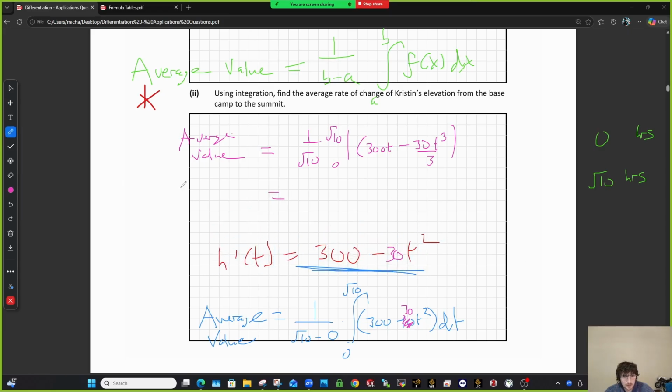So to get this average value, this is what we call average rate of change. It'll be 1 over root 10, and then we put in the limits. So we have a big square bracket out here, and then you put the root 10 in. So you go 300 root 10 minus, that's 30 over 3, so that turns into a 10, and then we have root 10 cubed. And the great thing is when we put the lower limit in, the lower limit's 0, so it's just 0 minus 0.